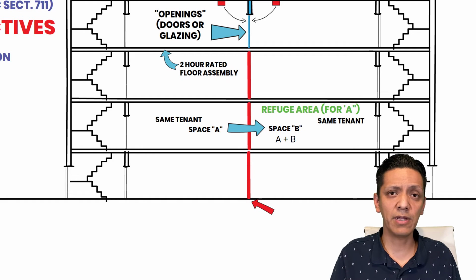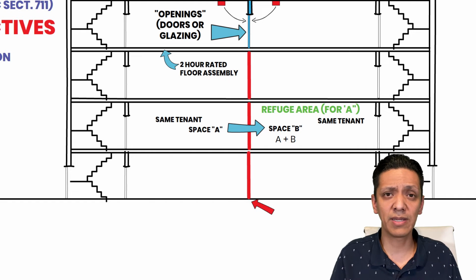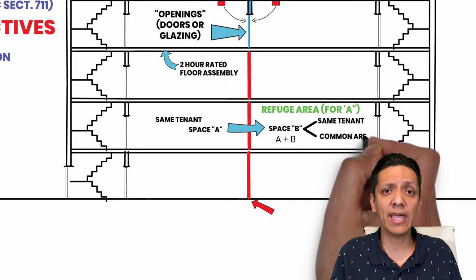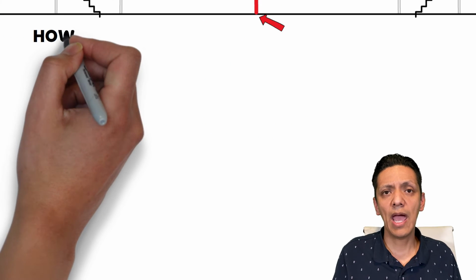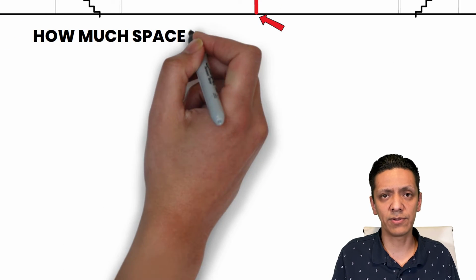And just for the record, if it was a separate tenant, because I guess it could happen, then you would need to have a common area where you can exit into, right? So if people from space A are going to space B, maybe they're exiting into a common area, like a corridor or a lobby or something like that. But then the question is, how much space do you have to provide for this area?